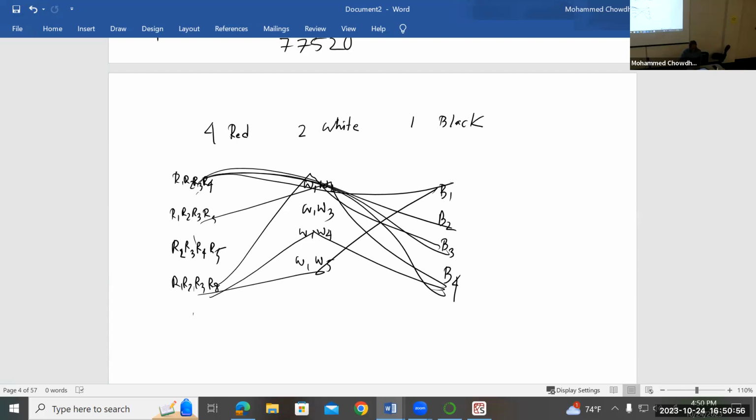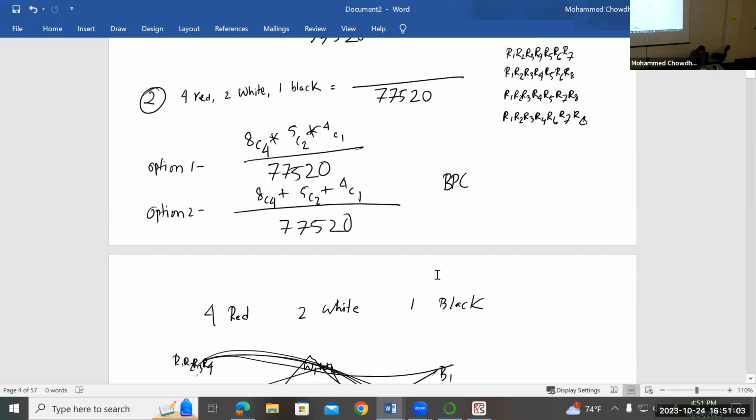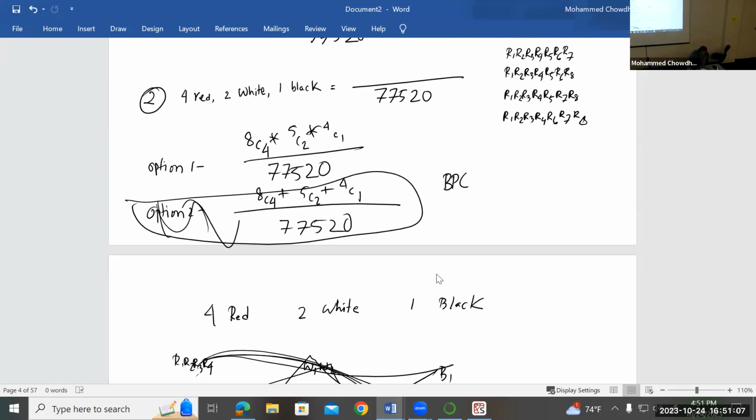Okay, so now, this is the answer. This is wrong. It is a multiplication, so the answer is this. If you multiply these things, then you will get the result, which will be the answer. So how can you do these things? Let me find this. This is 77520.